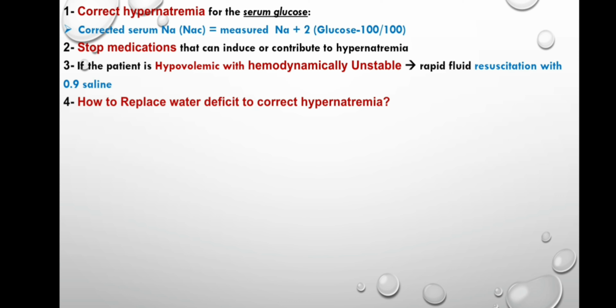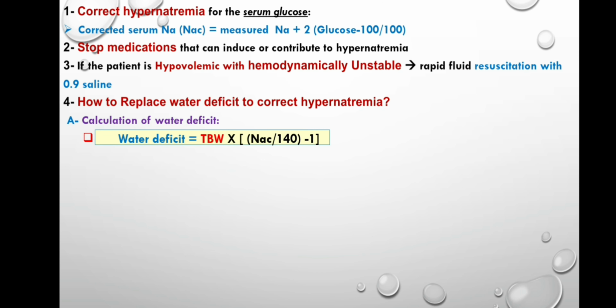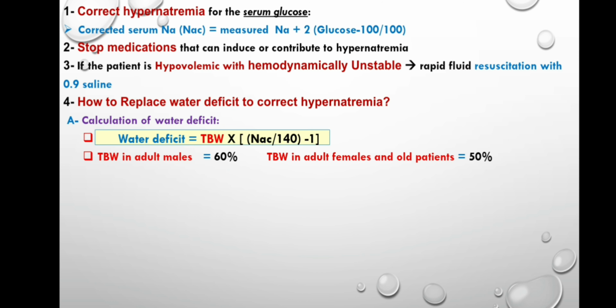Type, how to replace water deficit to correct hypernatremia? First, you should calculate water deficit. How to calculate water deficit? There is an equation. Water deficit is equal to total body water multiplied by corrected sodium divided by 140, minus 1. Okay, what is total body water? Total body water in an adult male is about 60% of body weight. And in adult females and old patients, it's about 50% of body weight.